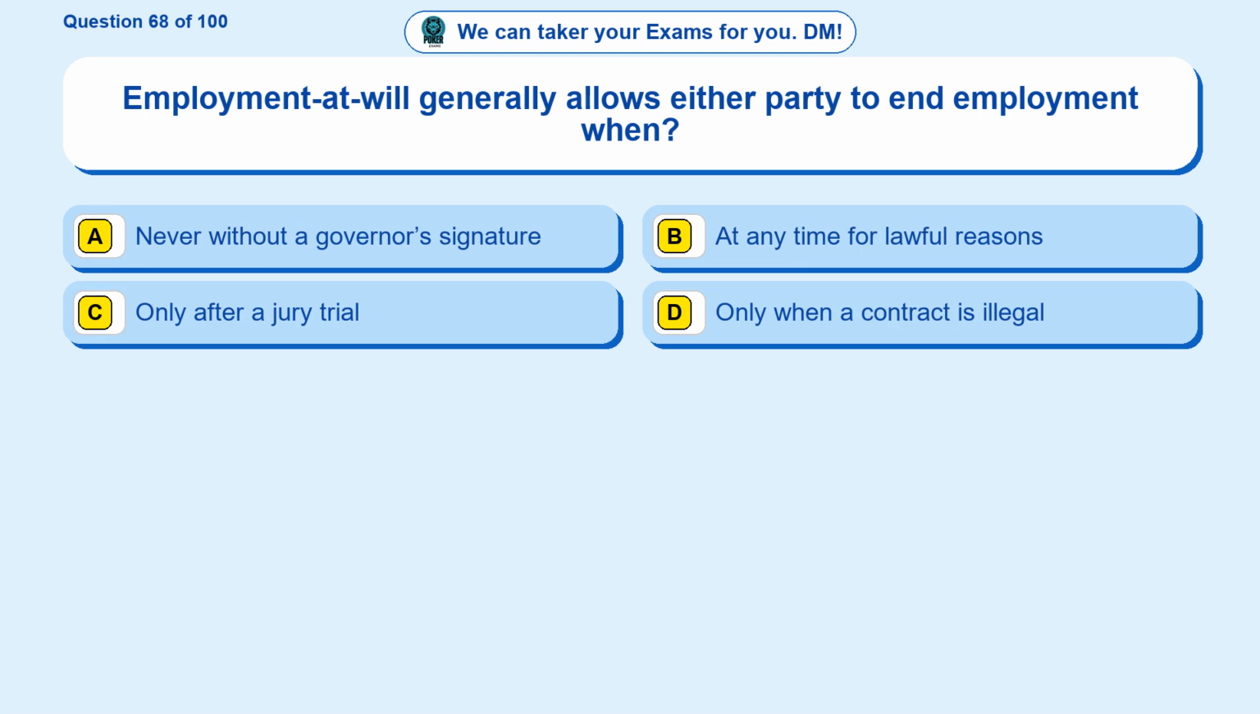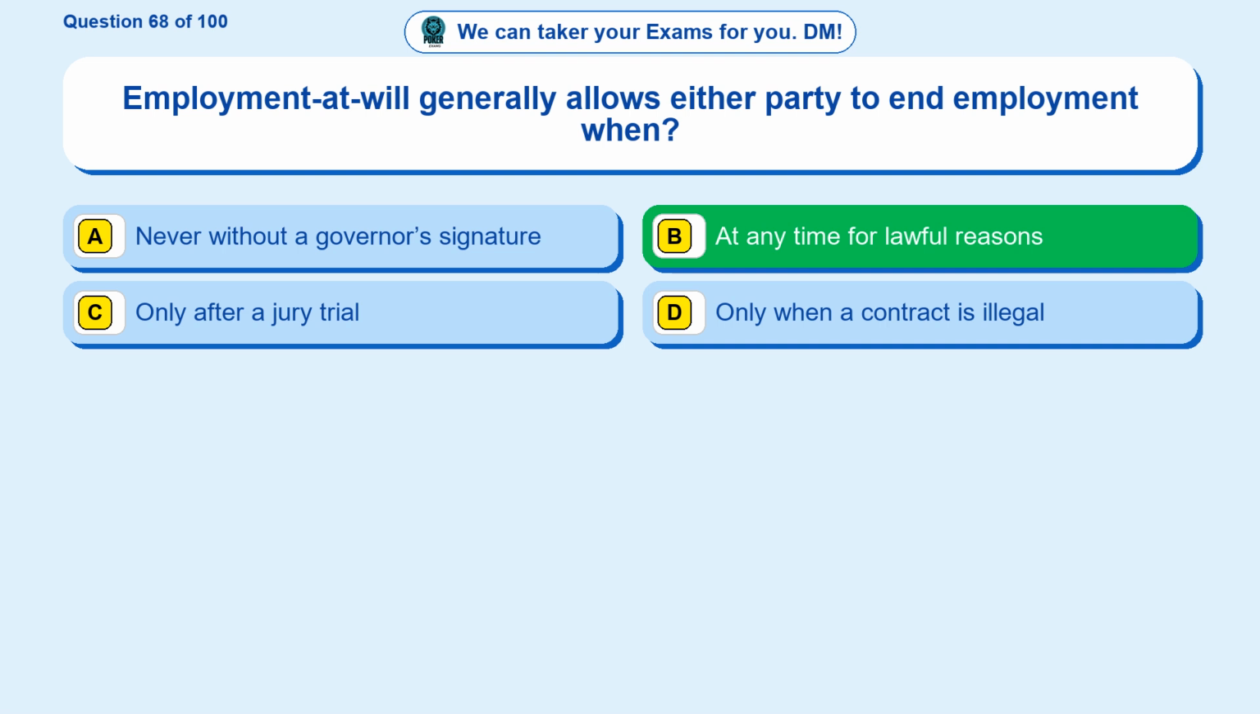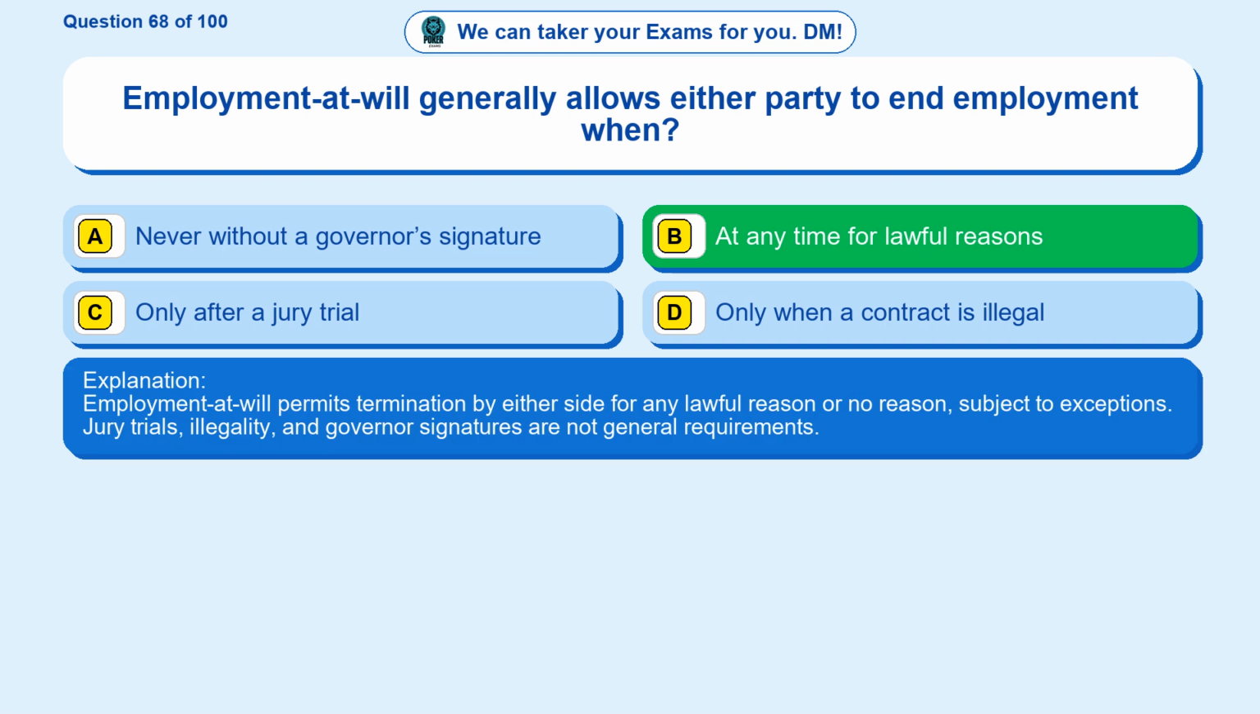Question 68. Employment at will generally allows either party to end employment when? Option A, never without a governor's signature. Option B, at any time for lawful reasons. Option C, only after a jury trial. Option D, only when a contract is illegal. The correct answer is option B. At any time for lawful reasons. Employment at will permits termination by either side for any lawful reason or no reason, subject to exceptions. Jury trials, illegality, and governor's signatures are not general requirements.